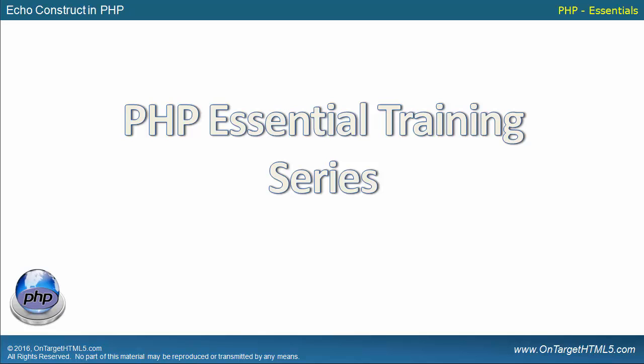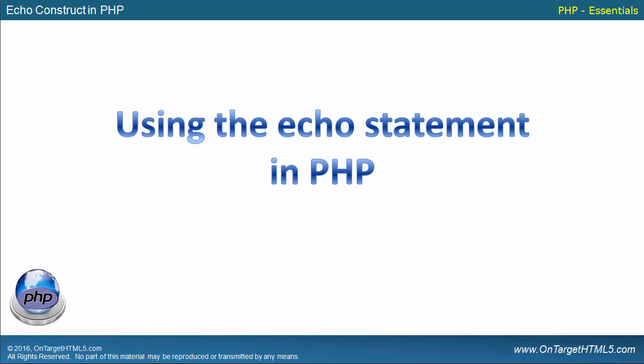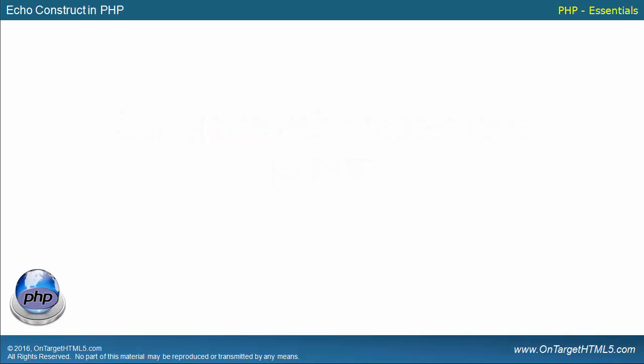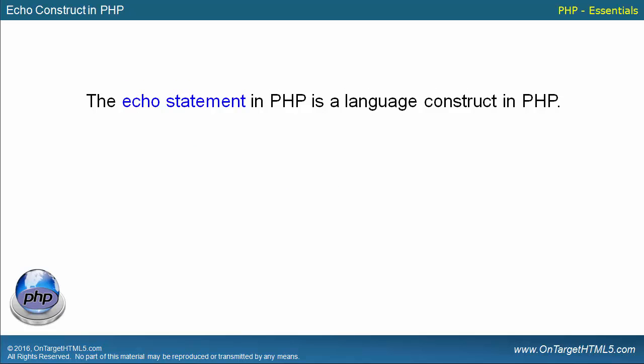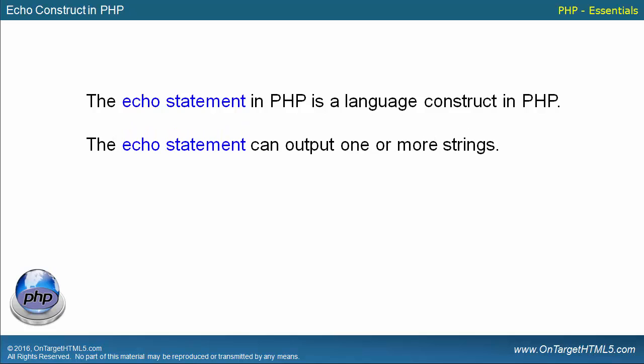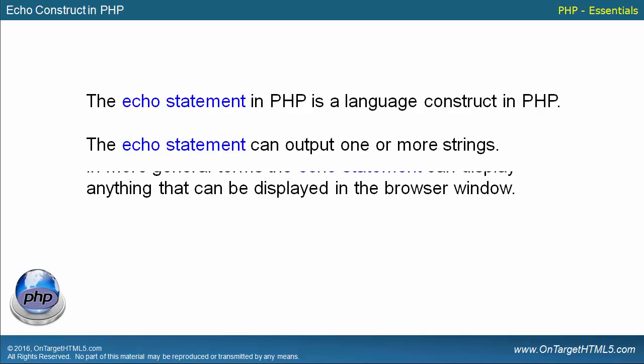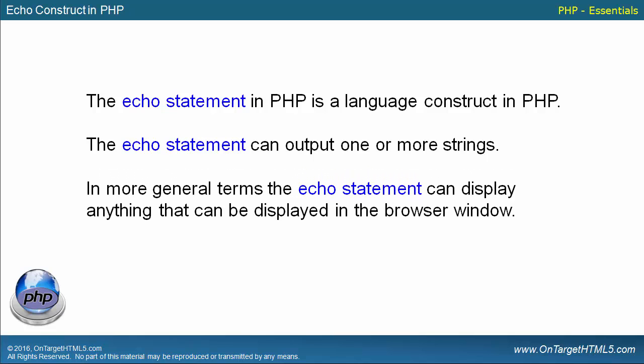I'm Mike King, your host, and in this tutorial we're going to look at the echo statement in PHP. The echo statement in PHP is a language construct that's part of the PHP scripting language. The echo statement can output one or more strings to your browser window or to your web application. And in more general terms, anything that can be displayed in the browser window can actually be displayed through the PHP echo construct.